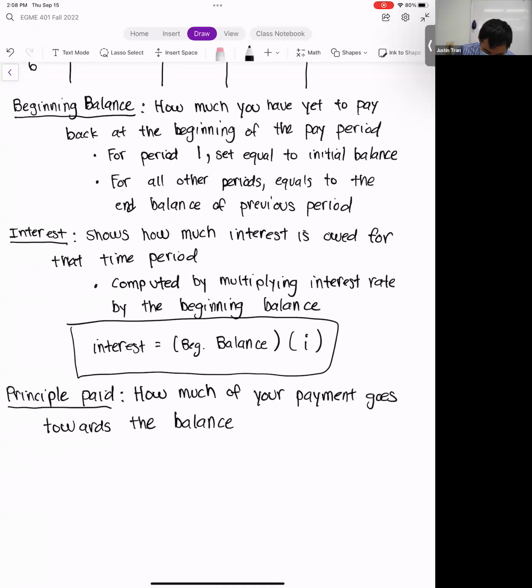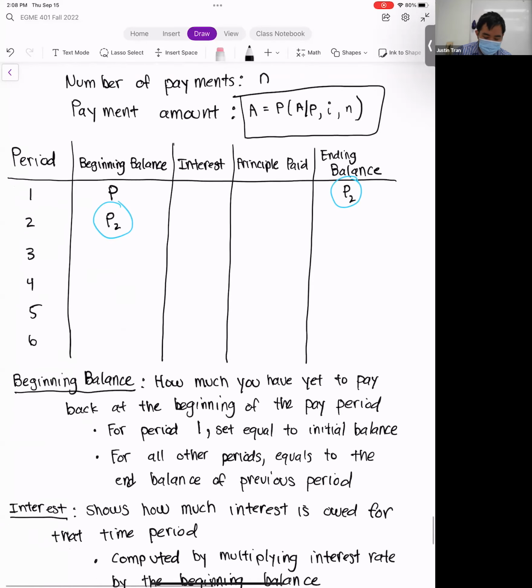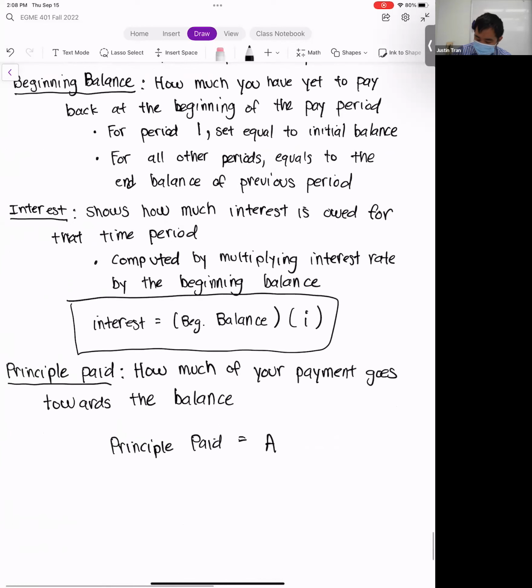And so the way that you compute this is you take your payment amount, which is A. Okay? Remember, we computed A using that cash flow conversion there. And then from that, we're going to subtract the interest. Not the interest rate, but the interest payment that you computed in the previous column.